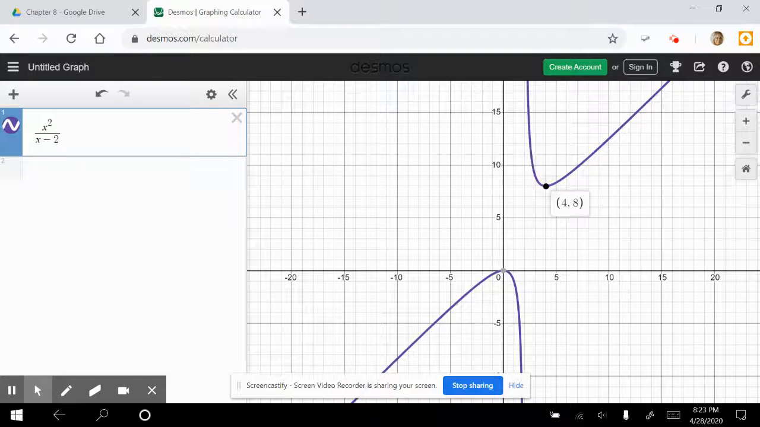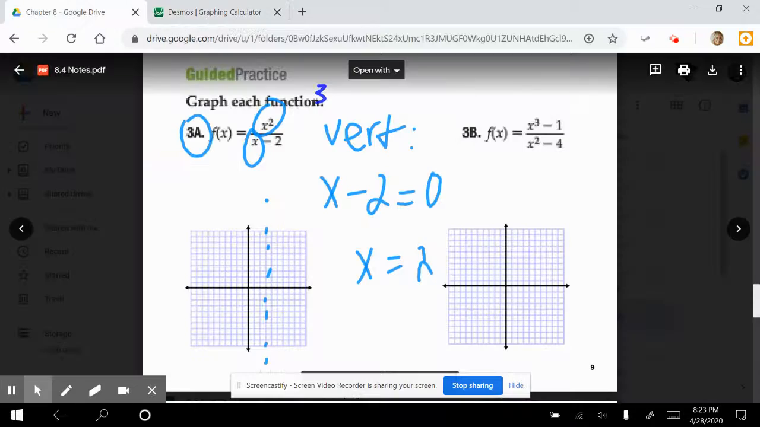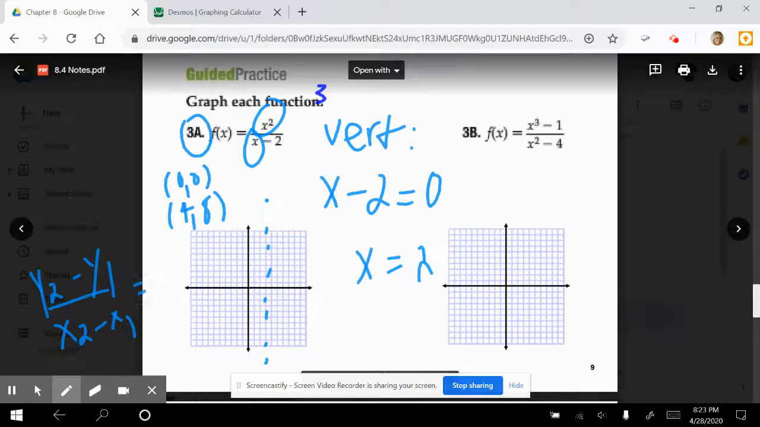Okay, so we have the points (0, 0) and (4, 8). What do we do? What's it going to be? Well, okay, let's think about it. It would be (0, 0) and (4, 8). If we found the slope between them, y2 minus y1 over x2 minus x1, I would get 8 minus 0 over 4 minus 0, which equals 2.